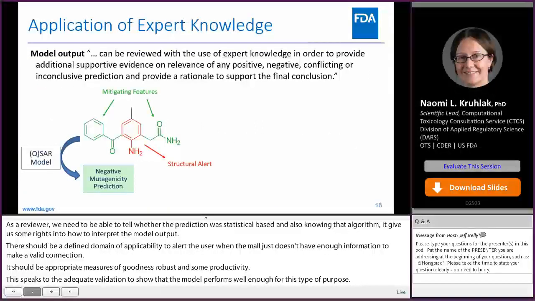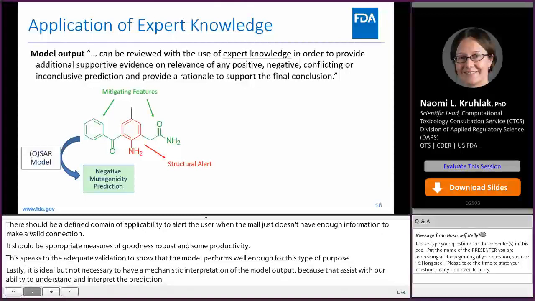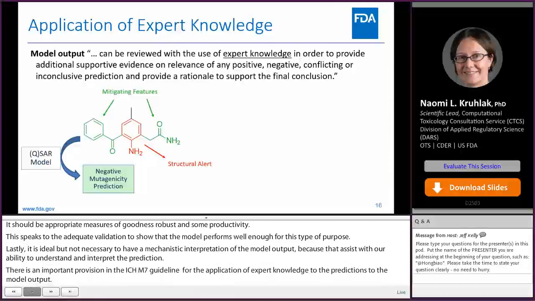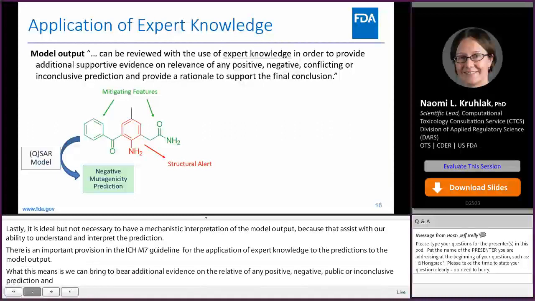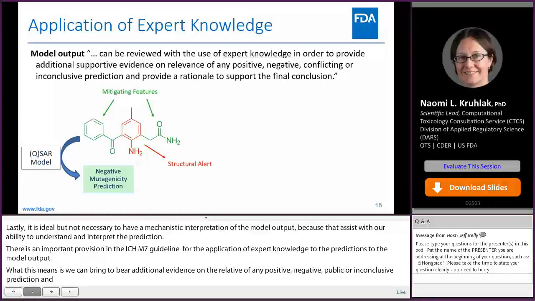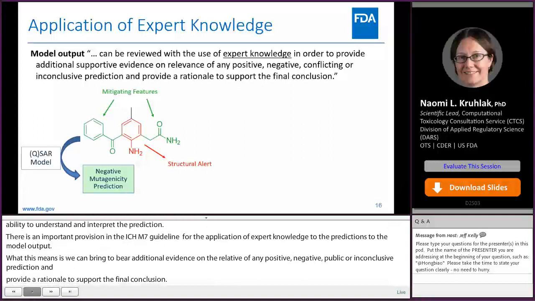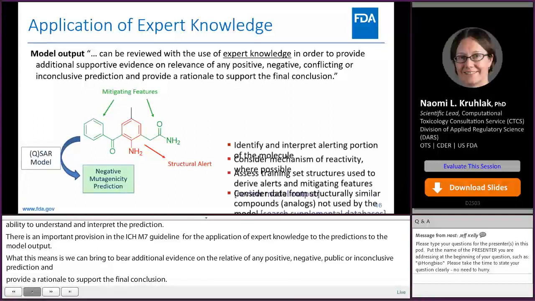There's an important provision in the ICH M7 guideline for the application of expert knowledge to the model output. And what this means is we can bring to bear additional supportive evidence on the relevance of any positive, negative, conflicting, or inconclusive prediction and provide a rationale to support the final conclusion. So if we disagree with the decision that the model has made and we have good evidence to suggest that it should be something different, we can provide that as justification for assigning that impurity to a different classification.